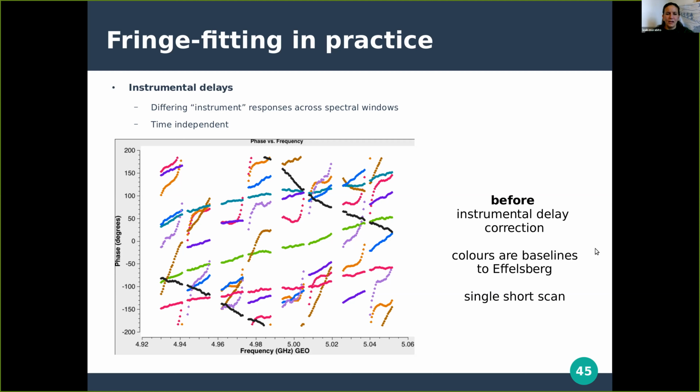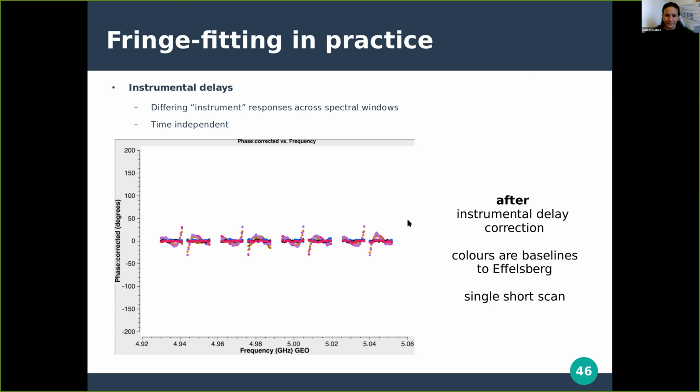And so this is phase versus frequency before the instrumental delay correction. The colors for all of these phases are different baselines to the Effelsberg antenna, and this is just a single short scan. And so you can see quite clearly that there's a delay here. Again, that slope as phase changes with frequency, and that's what we're really trying to remove here. So we use fringe fitting to find the delays here, and then we can correct for that.